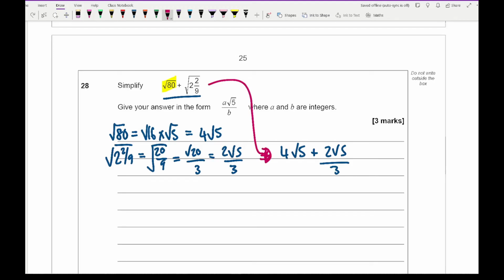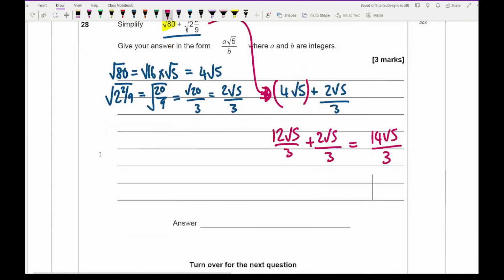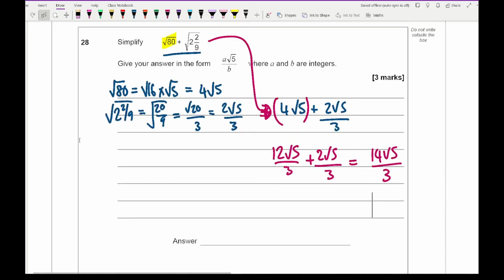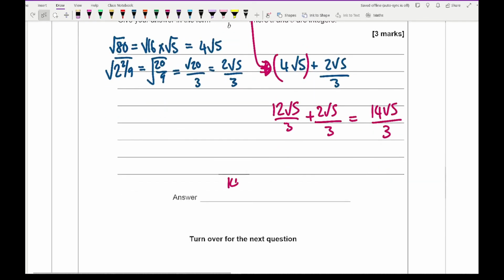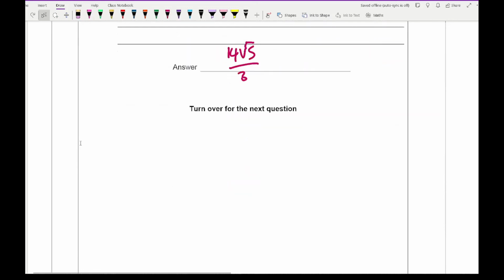What I'm trying to do is convert this to a fraction over 3 by multiplying by 3, so I get 12 root 5 over 3 plus 2 root 5 over 3. Now I've got a common denominator. That then becomes 14 root 5 over 3. And that there is my final answer. So 14 root 5 over 3, there you go.